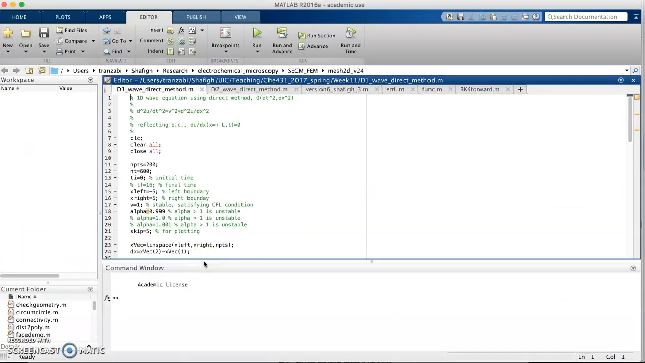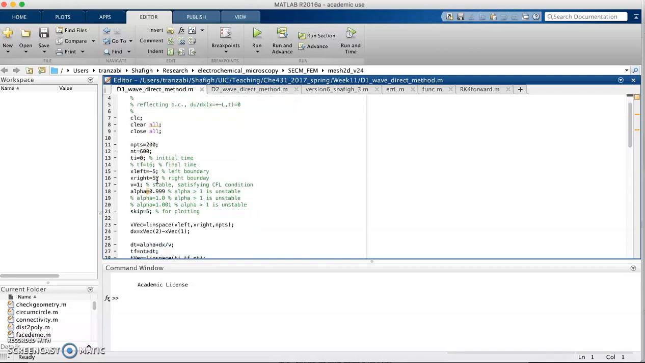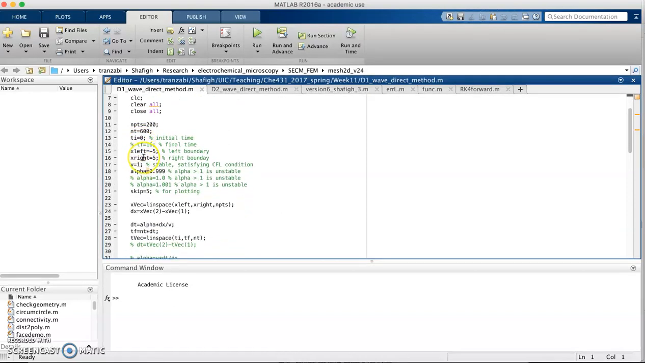Alright, so here is the script. I already posted it on the website. The goal here is to solve the wave equation with reflective boundary conditions. So what we need to do is discretize our x and time axes. Let's say these are the discretizations. Initial time. I didn't put any final time because I'm just making an animation, and I put some limit on the number of frames in the animation.